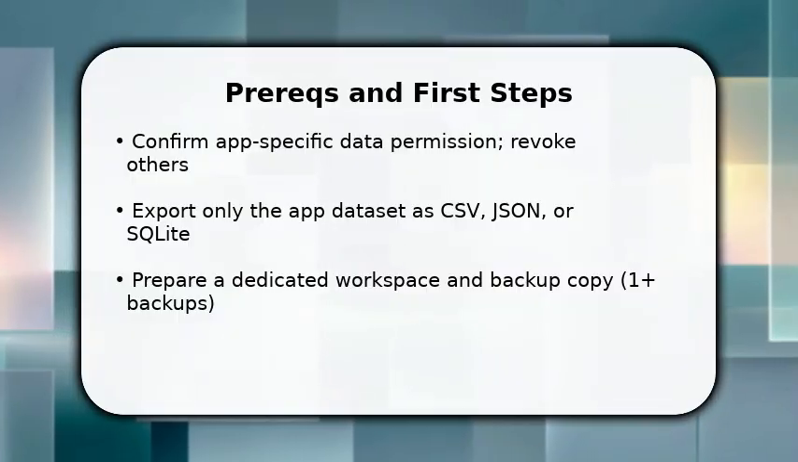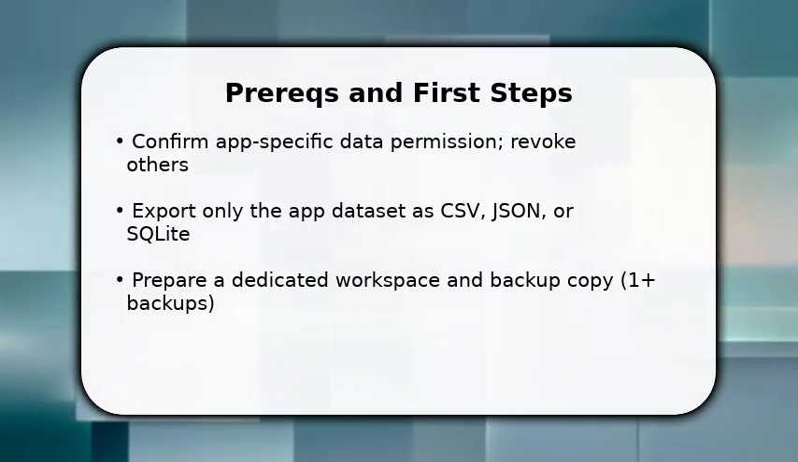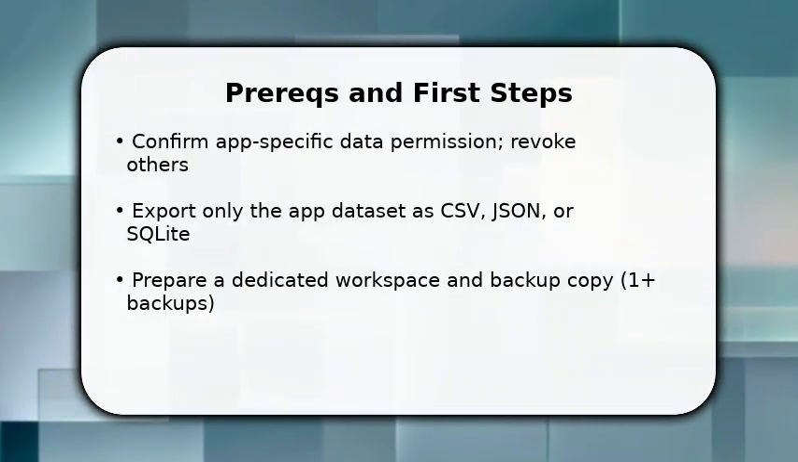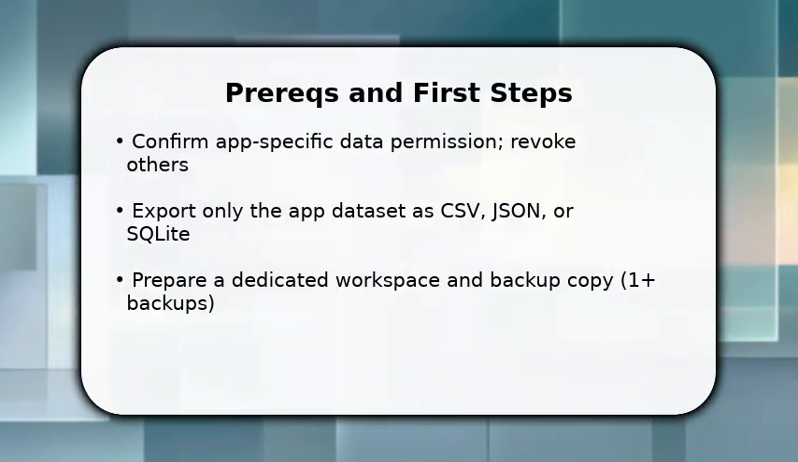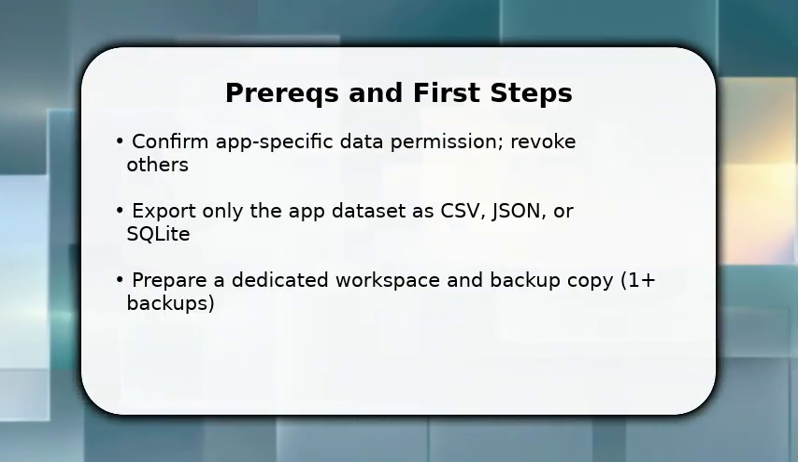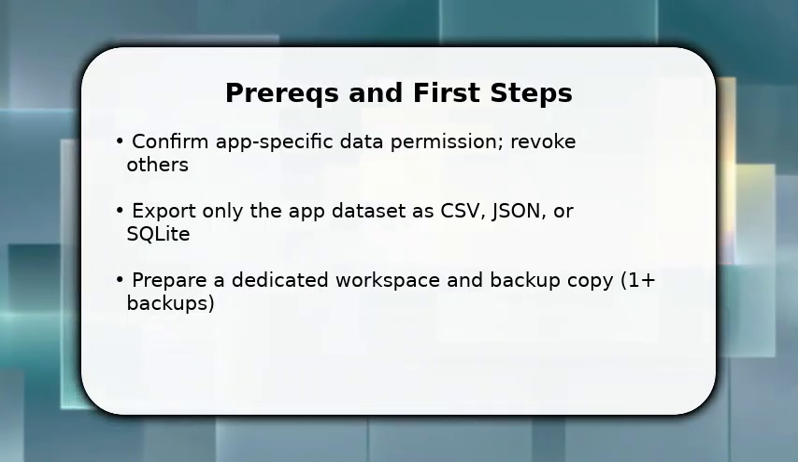You start by locking down scope. Grant data access only to the single app and revoke any cross-app permissions. Once done, export the app's dataset to a compact format like CSV or JSON so you can inspect it locally. Make sure to create at least one backup copy in a separate folder or storage bucket before editing. This prevents accidental loss and lets you roll back.